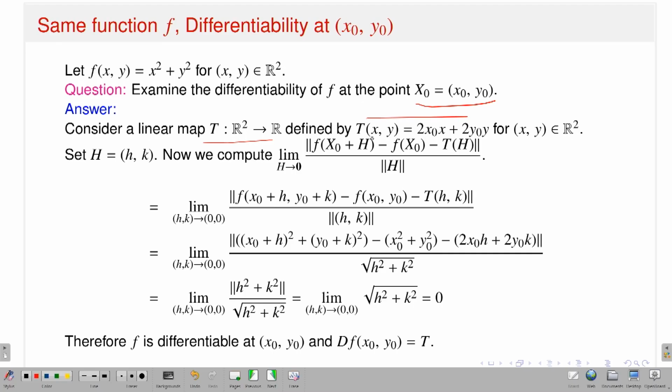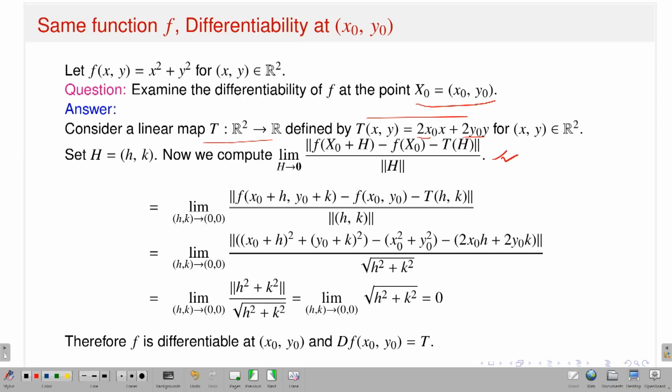So here again I am saying, take this as the linear transformation. That means T of (x,y), where (x naught, y naught) is fixed, is 2 x naught times x plus 2 y naught times y. Again this is a linear transformation, you can easily check. You just have to ensure that if the limit of this quotient is 0, then I will say that this linear transformation is nothing but the total derivative of my function at that point. Okay, let us do the calculations.